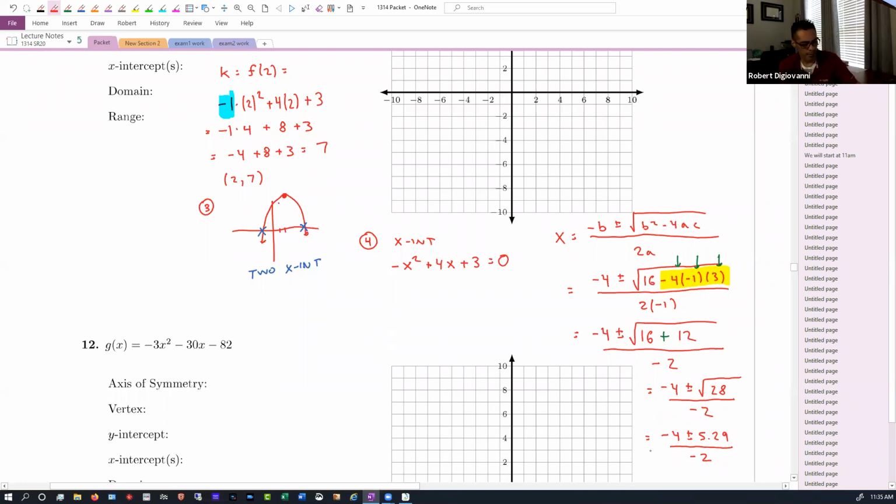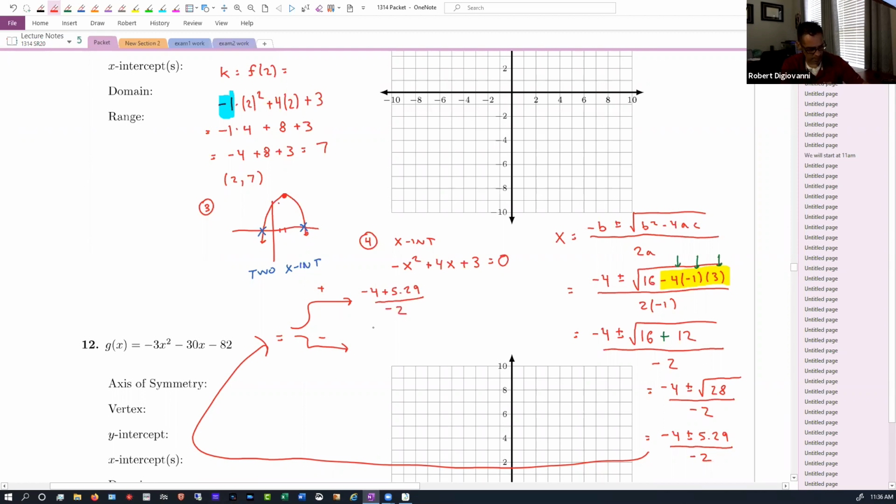And I'm really running out of space here. Bring this right here. So now I have 2 different scenarios. I have the plus that I have to look at, and then the minus. So if I do the plus, it'll be -4 plus 5.29, and then divide that by -2, and then -4 minus 5.29, and divide that by -2.